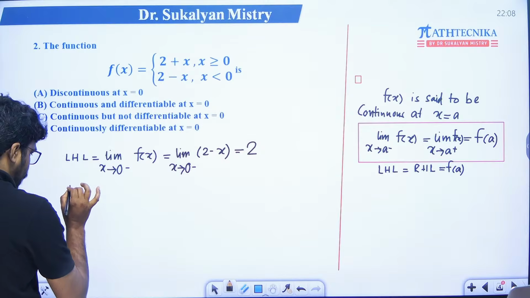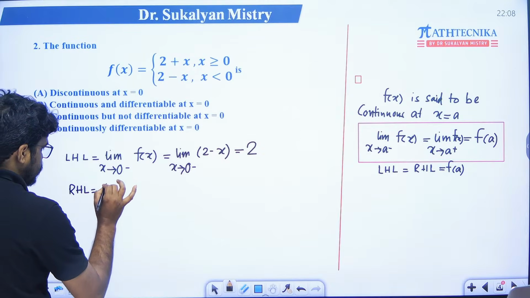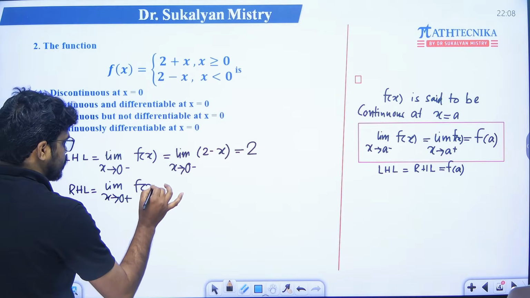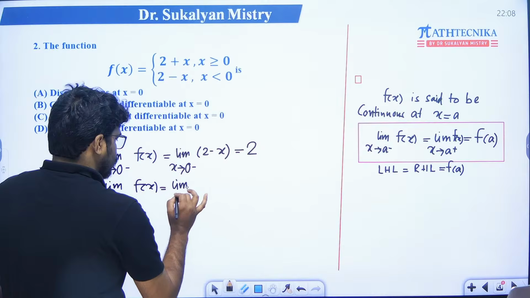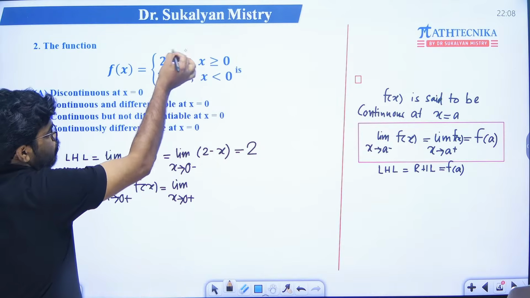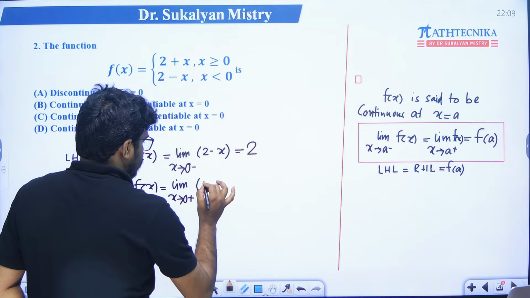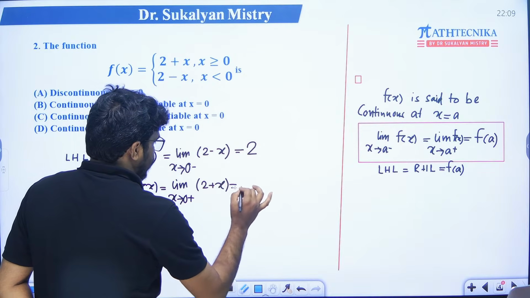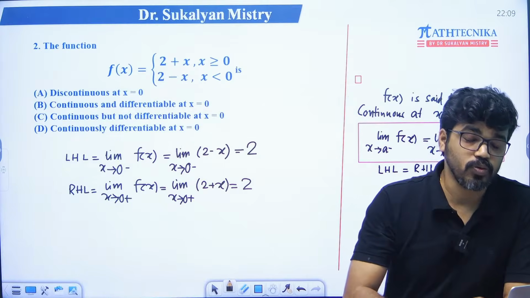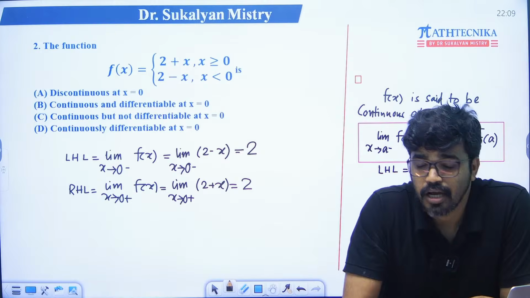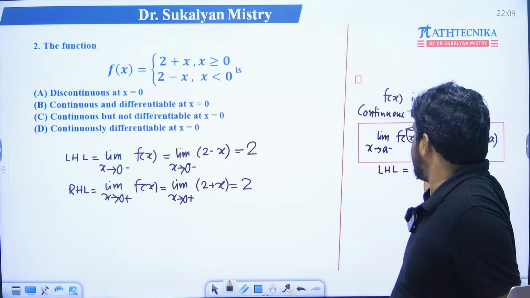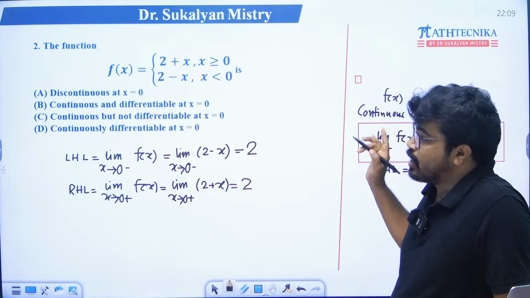Next we calculate the right hand limit. So this is limit x tending to 0 plus f(x). For x greater than or equal to 0, the value is 2 plus x. So that is 2. So we see that left hand limit is equal to right hand limit. What is the condition? The condition is that left hand limit is equal to right hand limit is equal to f(a). Here a is 0.